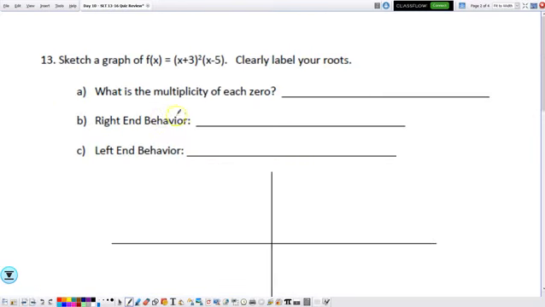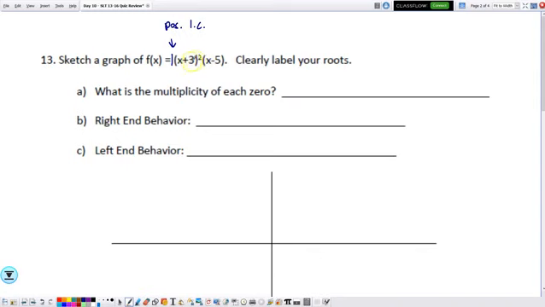Okay, numbers 13 and 14 deal with multiplicity and behavior. So before I even start this problem, which is asking me for the multiplicity of each 0 and the end behavior, I'm going to really look at this polynomial. And I see that this polynomial has a leading coefficient of 1. It has a positive leading coefficient. That's important.